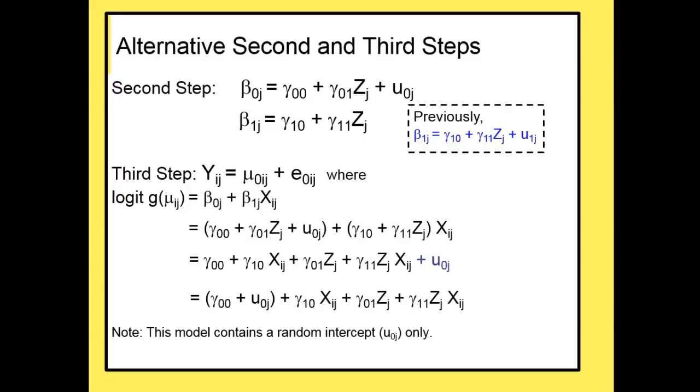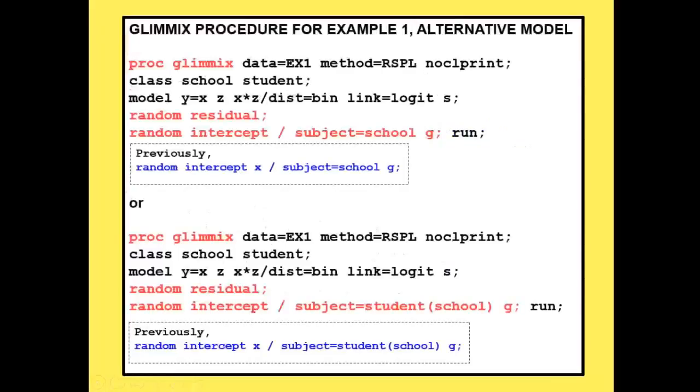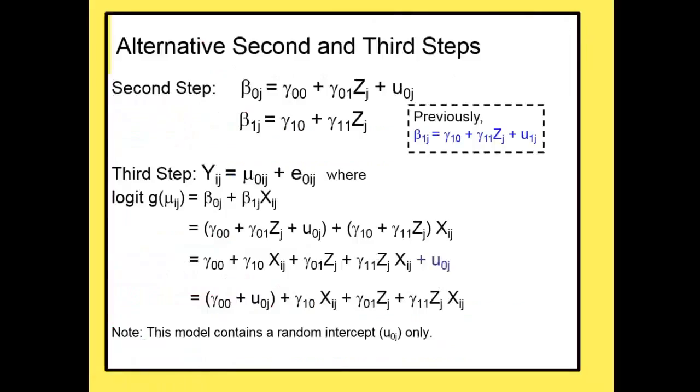It's got a random intercept, right? Does it have a random slope? You see U1J in there? The reason why you don't see it is because I didn't start out with that. So the second step is like this, and I combine the thing, this is the model I get. So what would be the code for this? I think I have it on the next slide. Yeah, I do. The code would just have random residual and random intercept, but it wouldn't have random X. Previously, it had random intercept and X. Why would it have just random intercept? Because that's all I have.